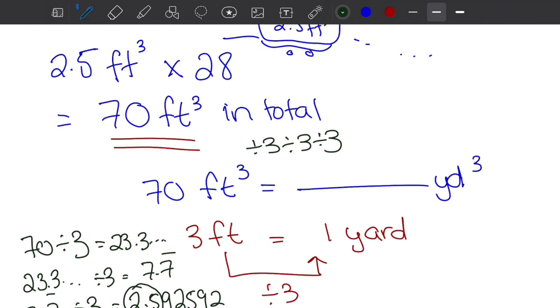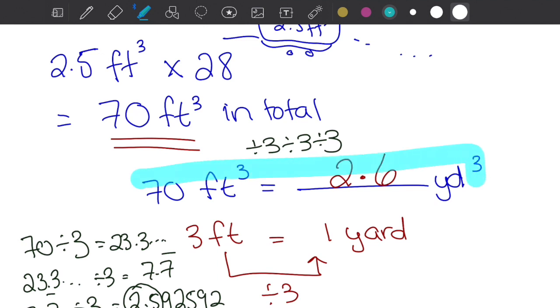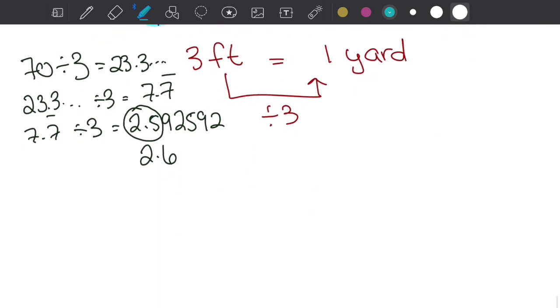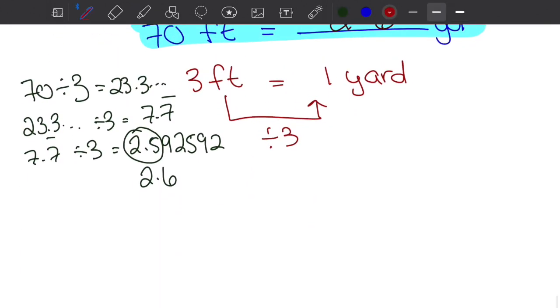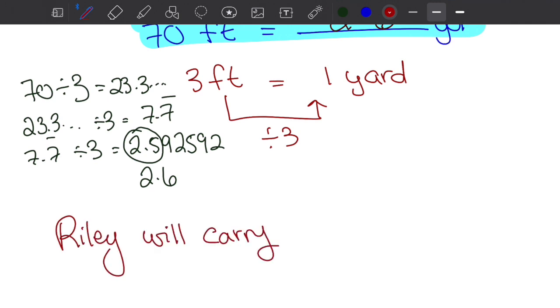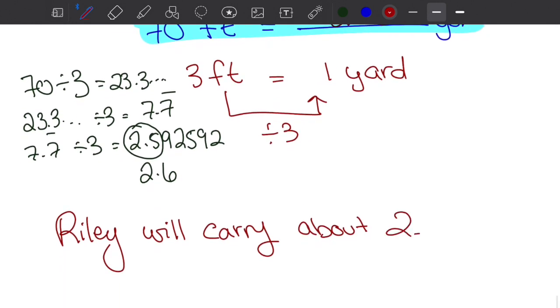I have a video that reviews how to round, so if you'd like to watch that, I encourage you to. So, what's the final answer? Riley will carry 2.6 cubic yards of soil. And we should write that down in a summary sentence at the bottom. So, Riley will carry about 2.6 cubic yards of topsoil.